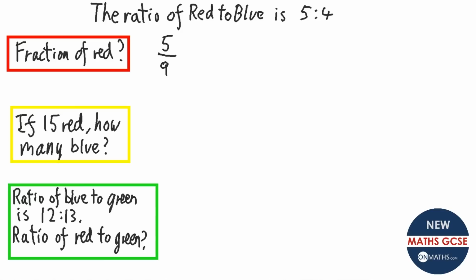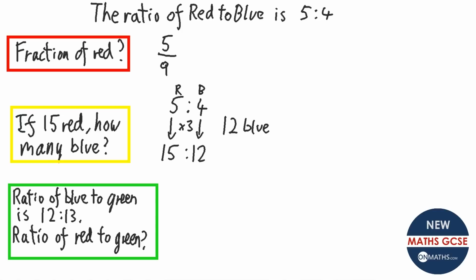Now it says if there are 15 red, how many blue? So the ratio is 5 to 4, and that's red and that's blue. And we're told that there's 15 red, so we know there's going to be 15 red. And so I just work out what I need to times 5 by to get to 15, which is 3. If I times the blues by that, I get 12. So there are 12 blue. And I normally just check that. There's more red than blue, and if there's 15 red, we'd expect around 12 blue, so that makes sense.